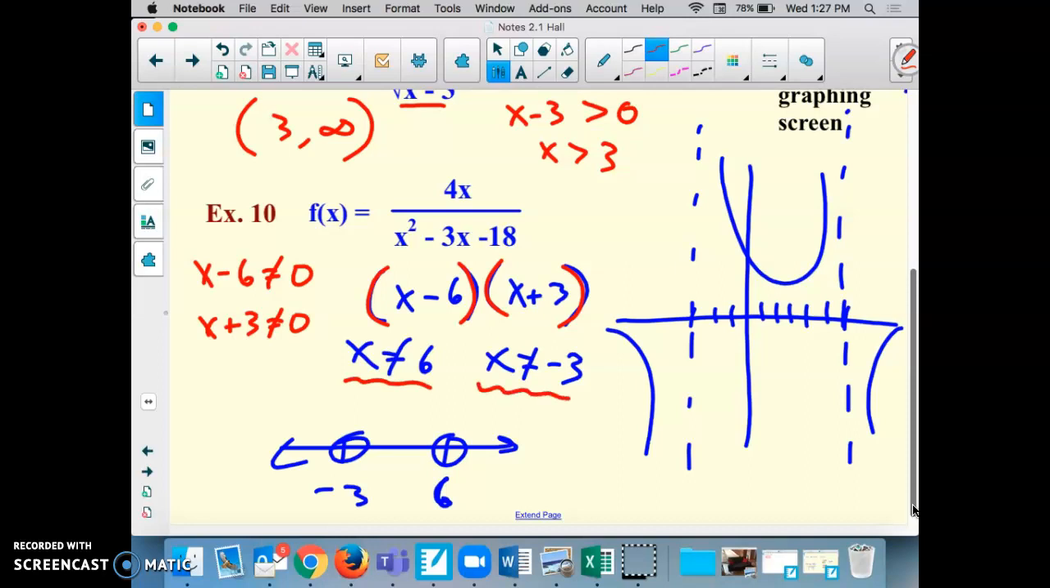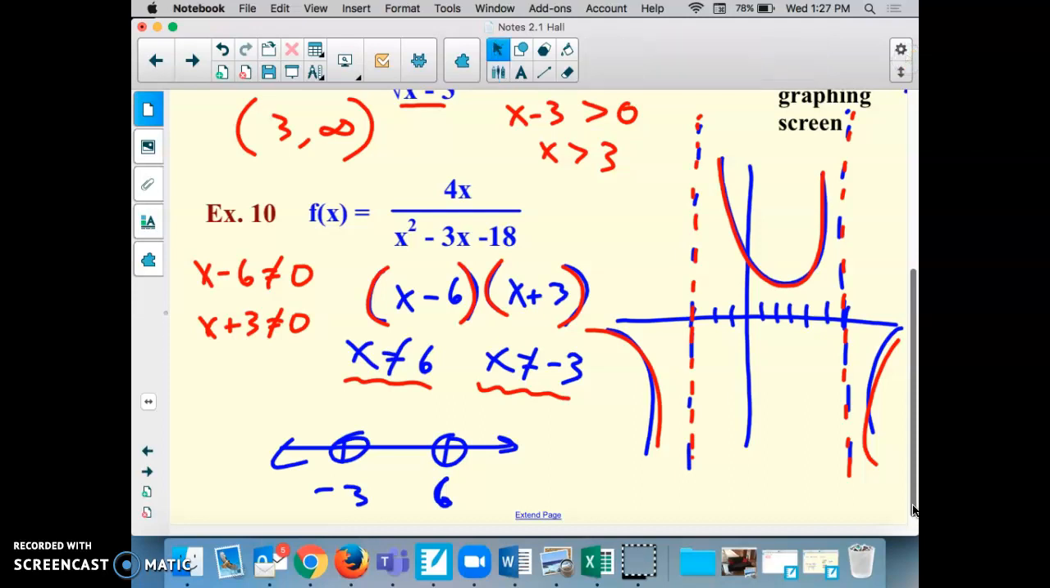Now I went ahead and put the graph. You did learn a little bit of this in Algebra 2 and FST. The graph would look something like this, looks like a little U shape in the middle. And the graph cannot be 6, so I put a dotted line or an asymptote at 6. And it can't be negative 3, so I put an asymptote at negative 3. All right.